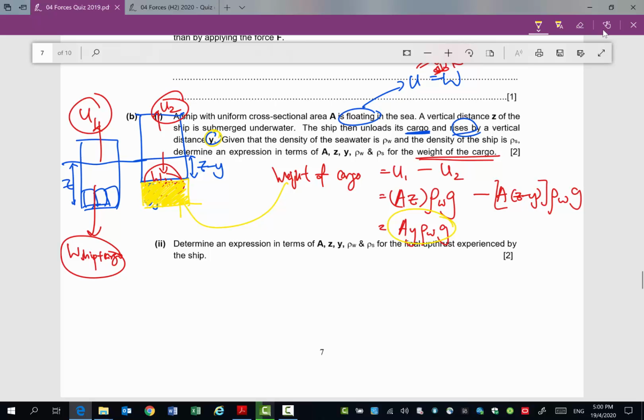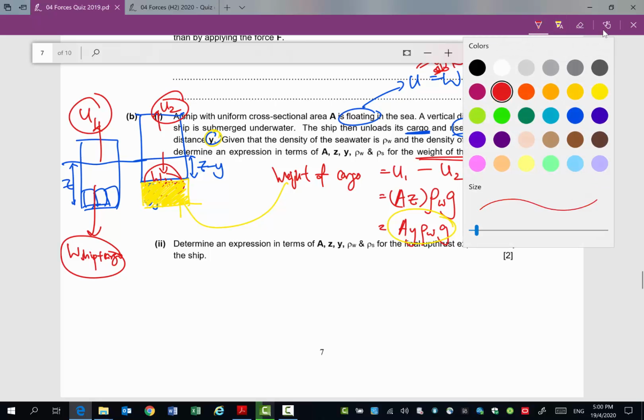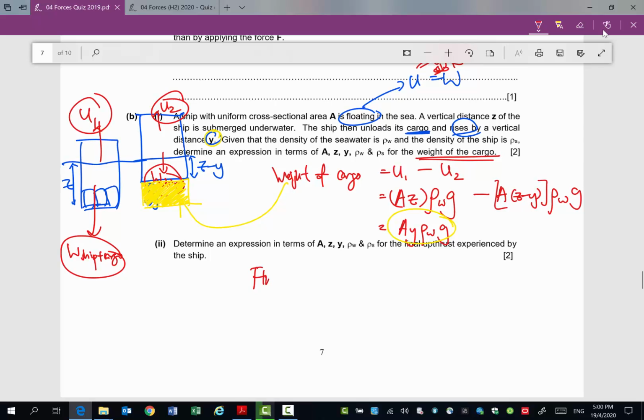For B part 2, we are required to find the final upthrust. The final upthrust is given by the volume that is submerged finally, which is A times (Z minus Y), multiplied by the density of the seawater multiplied by g. And this will give you the final answer for part 2.